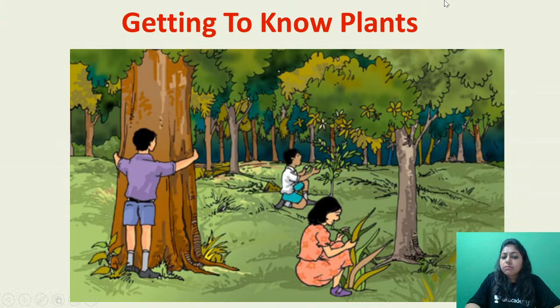Now, what comes to your mind when you talk about plants, when you think about plants, when you look at plants? Have you ever visited a garden? I am sure that you must have. So what do you feel? Don't you feel good when you are surrounded by plants, greenery? It gives you such a nice feeling, isn't it?